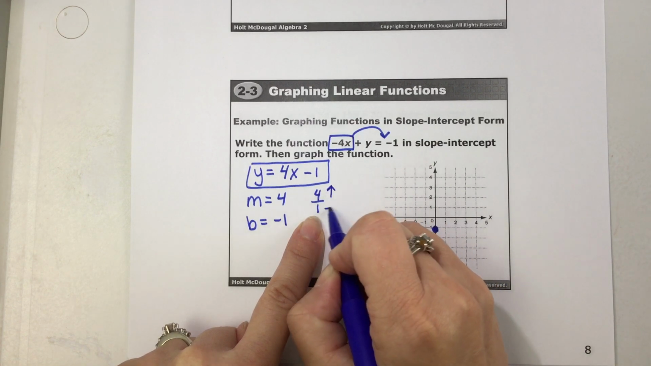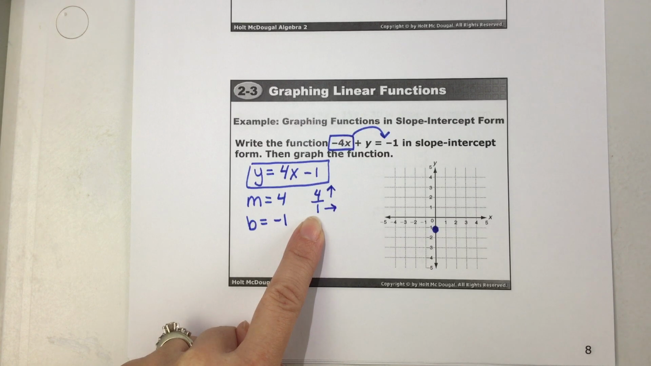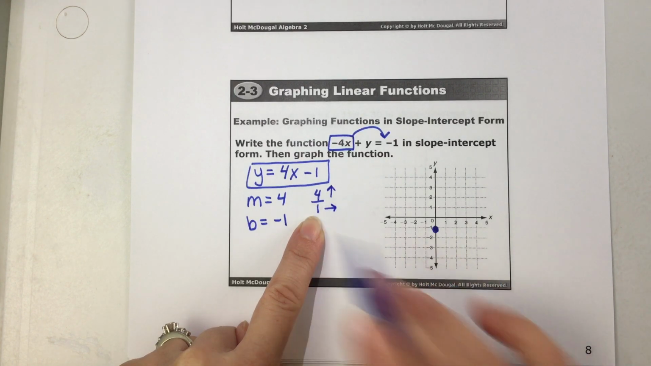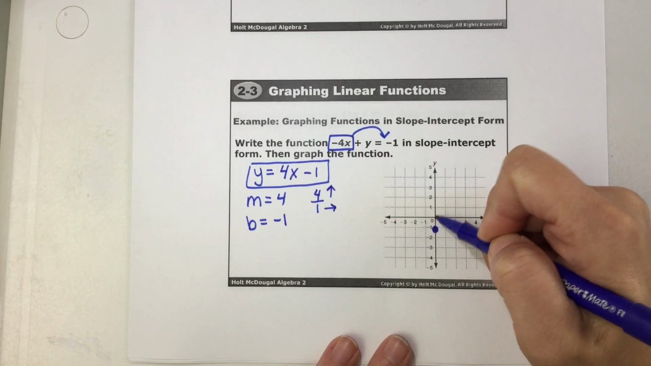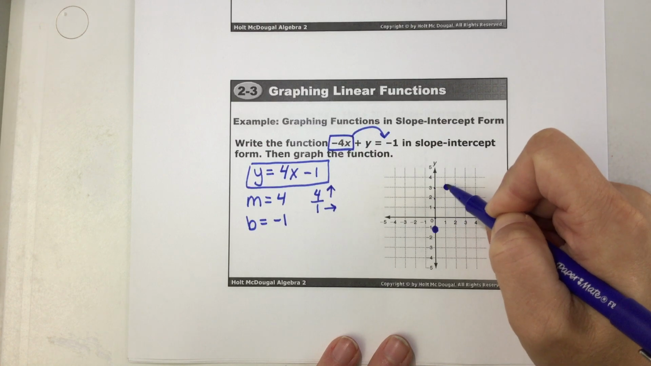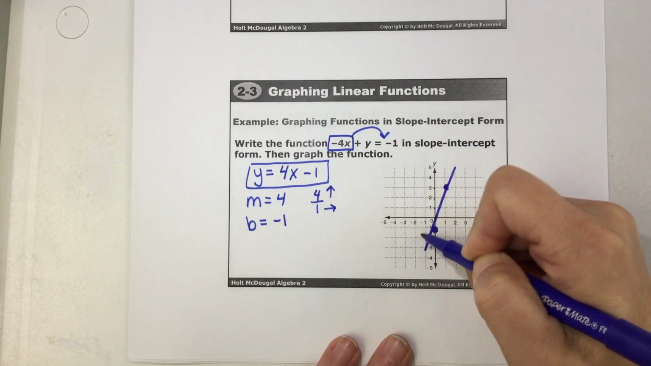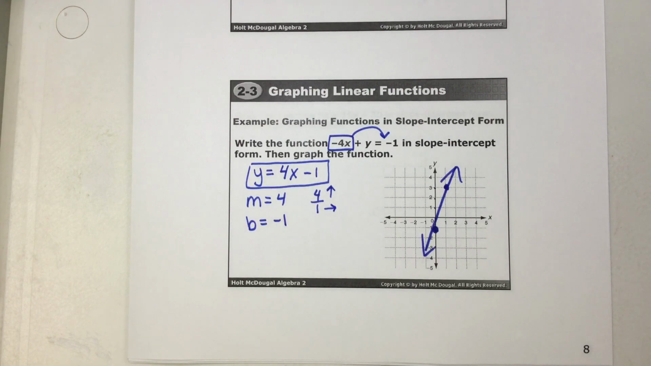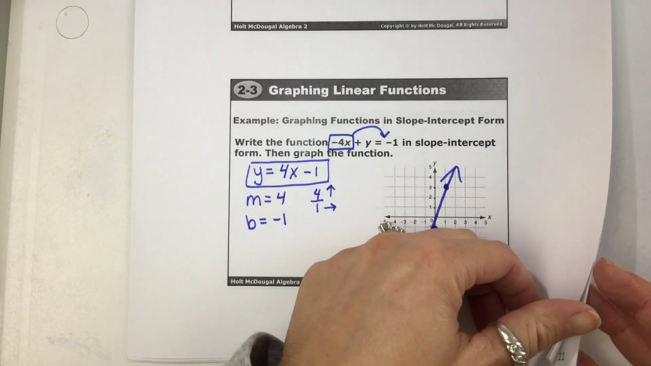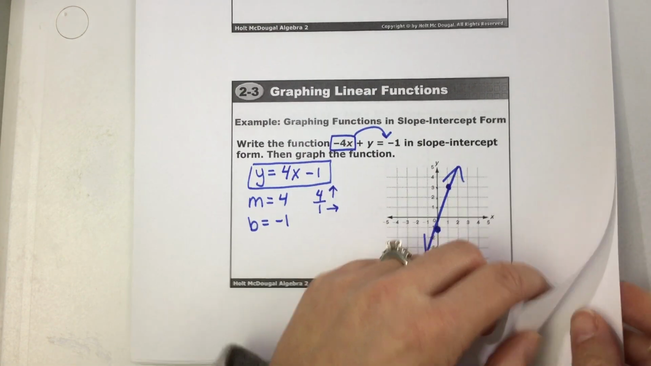That way you know that you're going up 4 to the right 1. And the reason why it's up is because the slope is positive. So I go up 1, 2, 3, 4, go to the right 1. 2 points forms a line. My line isn't very straight. Sorry about that. Connect them and you're done, guys. Let's try another one because this is so fun.